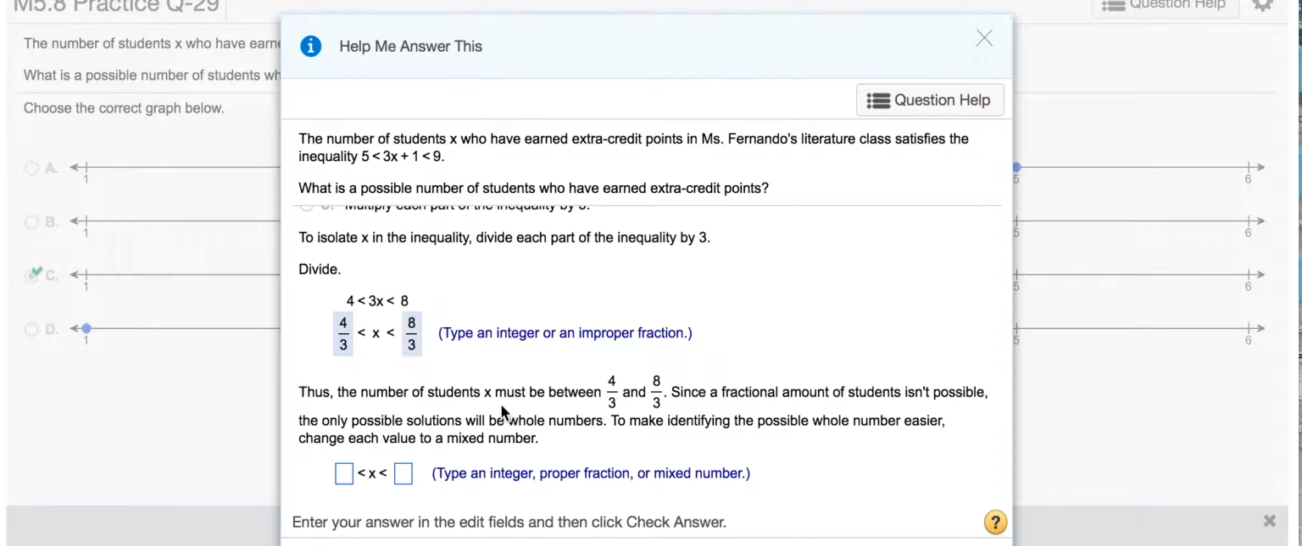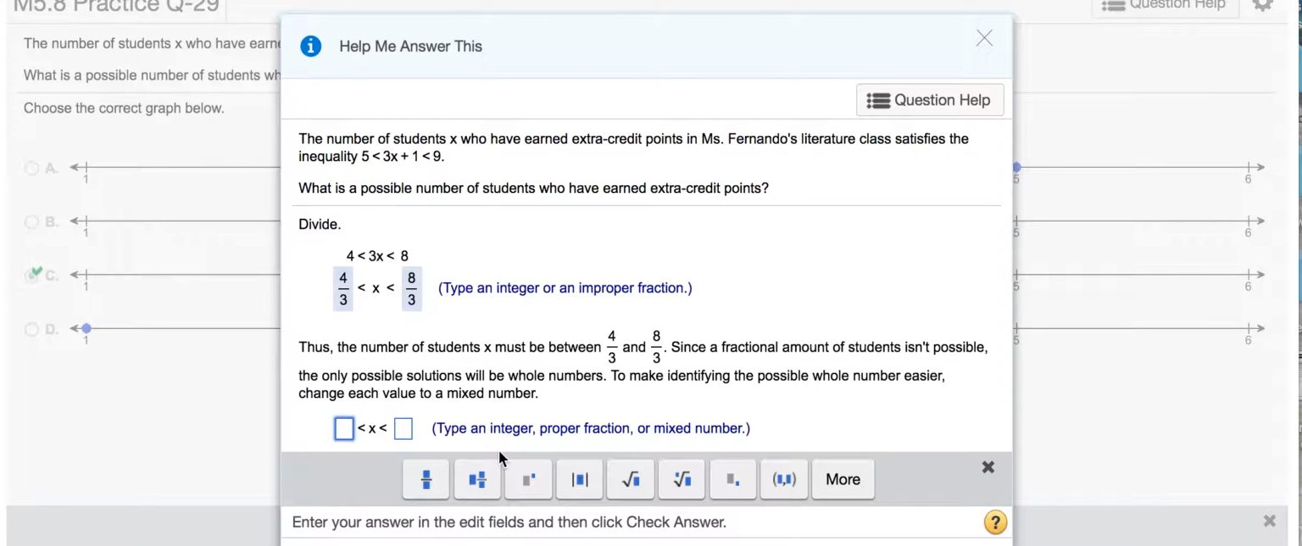So this isn't the answer because we can't have a fraction of a student. We can't say 4/3 of a student earned extra credit points. So we have to actually figure this out. In order to do that, we're going to do it as a mixed number. So this says the number of students x must be between 4/3 and 8/3. Since a fractional amount of students isn't possible, the only possible solution will be a whole number. To make identifying the possible whole number easier, change each of the values to a mixed number.